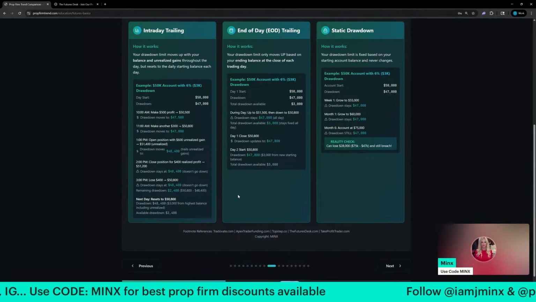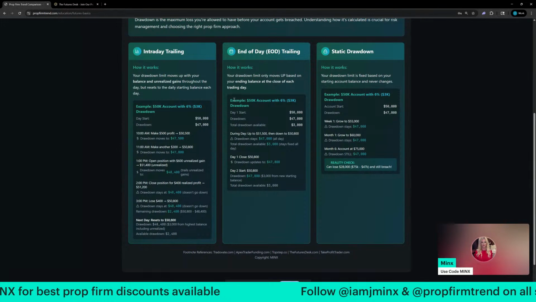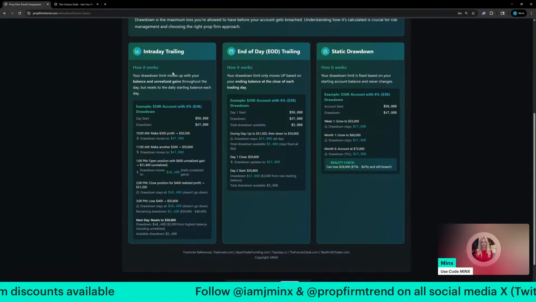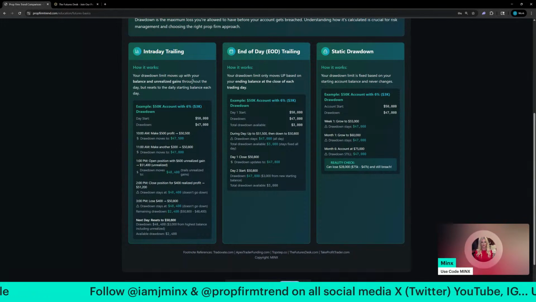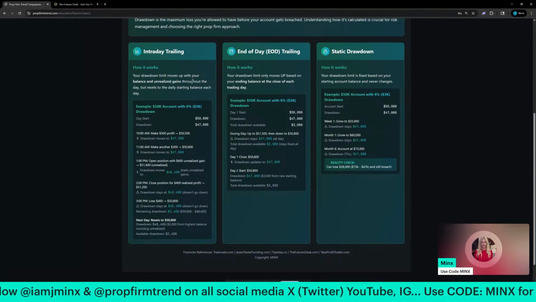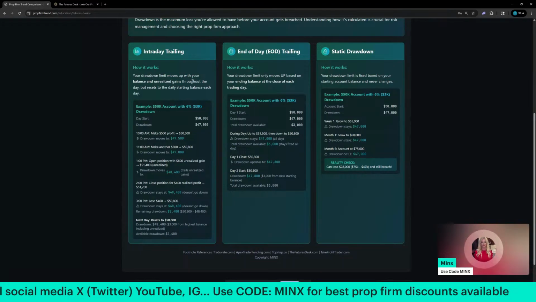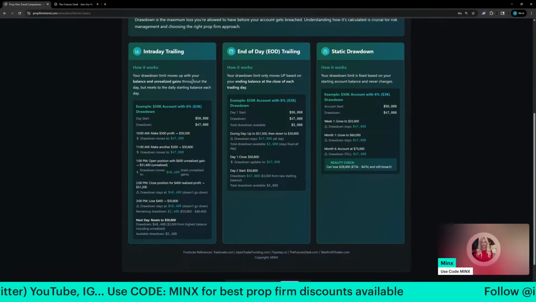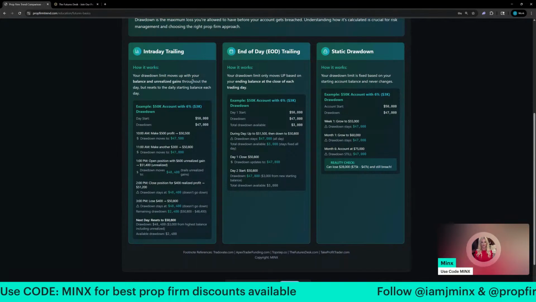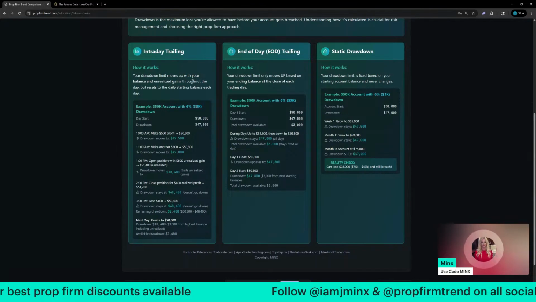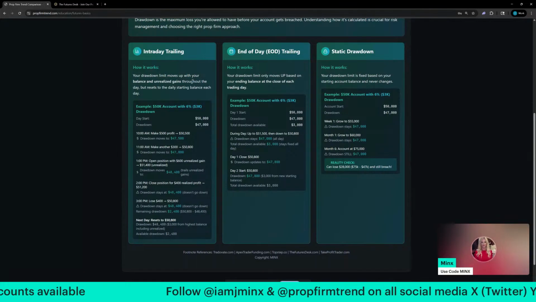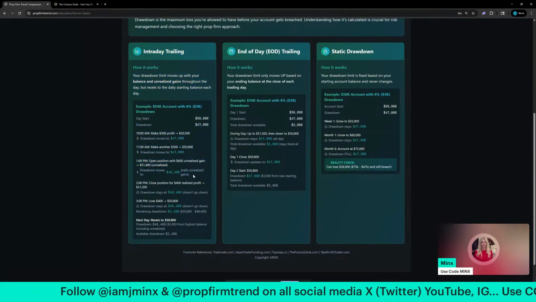So intraday trailing is probably best for traders that size down and also take base hits. So, or scalpers, you don't need to hold all day. And so it's for traders like that.